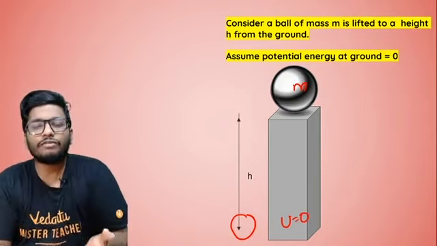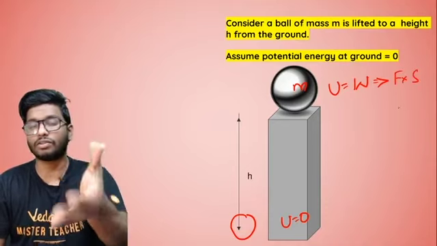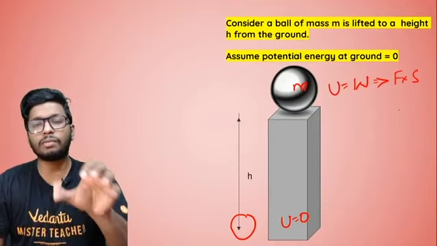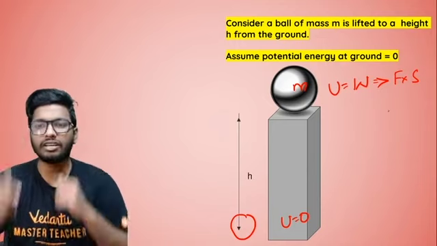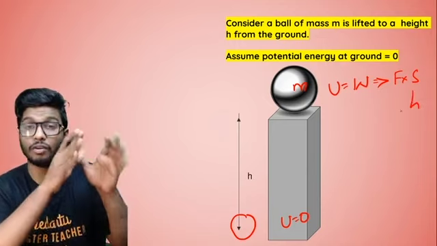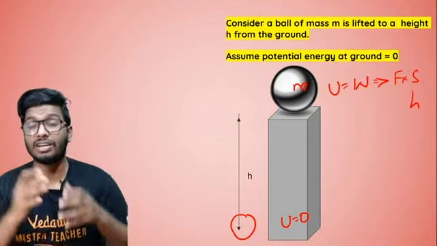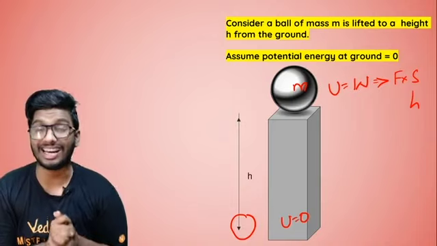Now, what is work done? Work done is force into displacement. Work is nothing but force into displacement. What is displacement in this case? You're taking it up a certain height, so displacement is h, right? You want to find out what is the potential energy of that particular ball. So you're spending some energy to lift that ball up and putting it at a certain height, which is a height h.